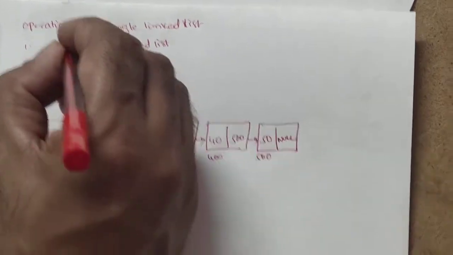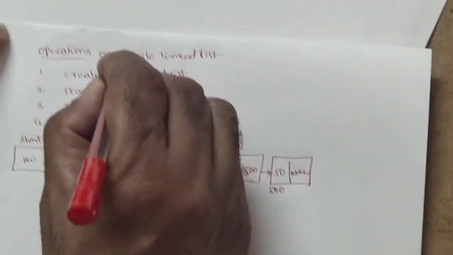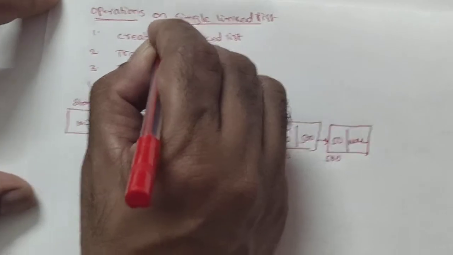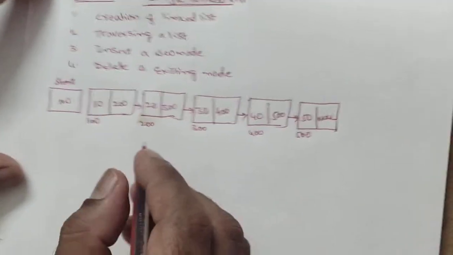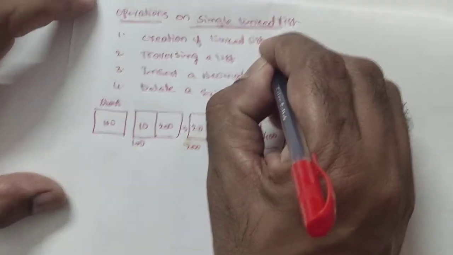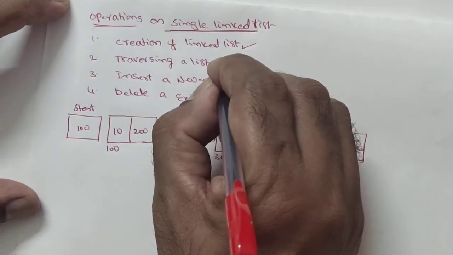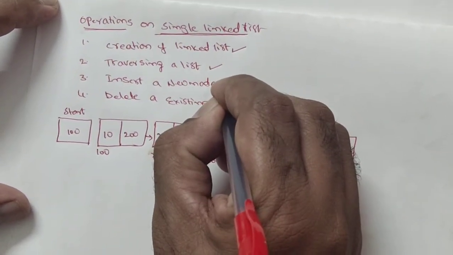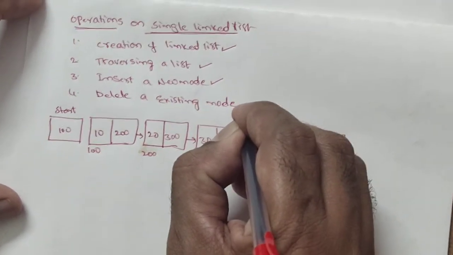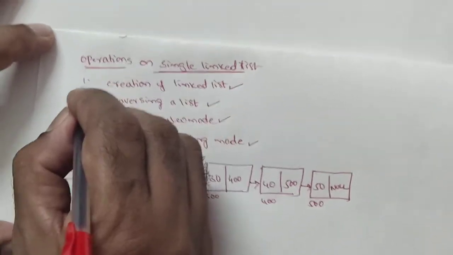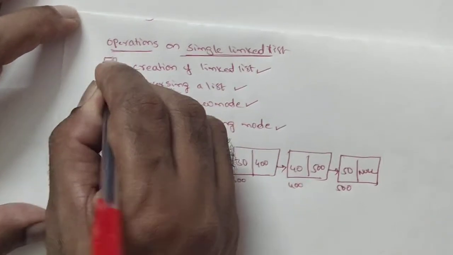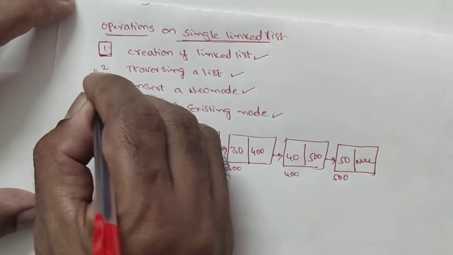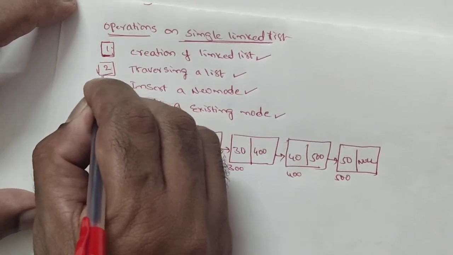Now we can discuss the operations on a single linked list. We are able to perform four operations: creation of a list, traversing of the list, inserting a new node, and deleting an existing node. We have already performed the creation of a new node. Then I am going to explain the second operation, traversing.